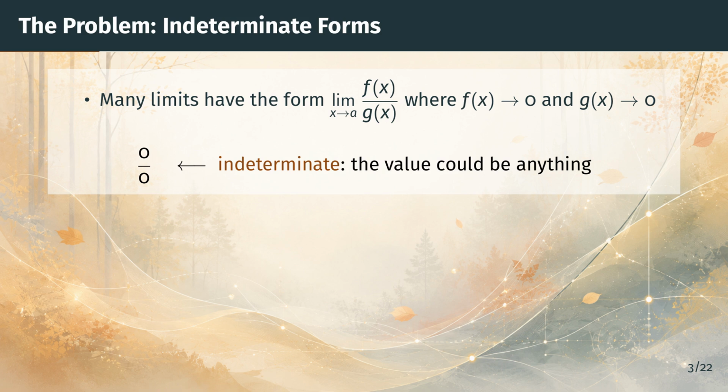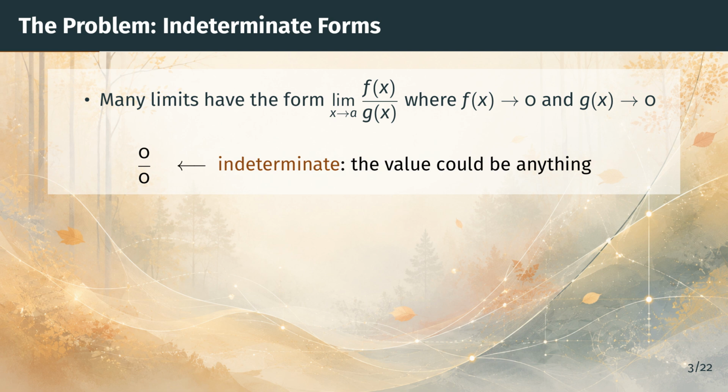Let's set the stage. Very often in analysis, we need the limit of a quotient f of x over g of x, and when we try to substitute directly, both the numerator and the denominator go to 0. Writing 0 over 0 is meaningless. It is what we call an indeterminate form. The ratio could tend to any number at all, or to infinity, or fail to have a limit, depending entirely on how fast the top and bottom shrink.